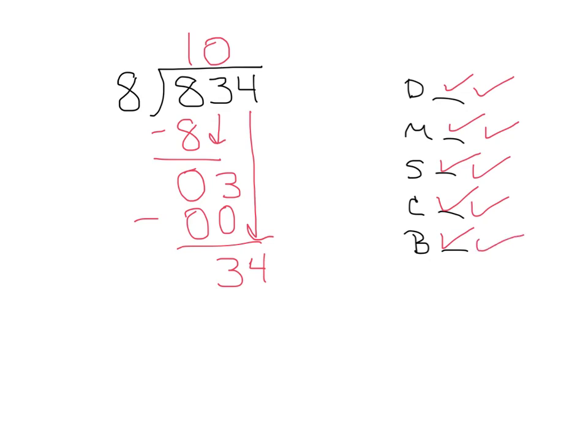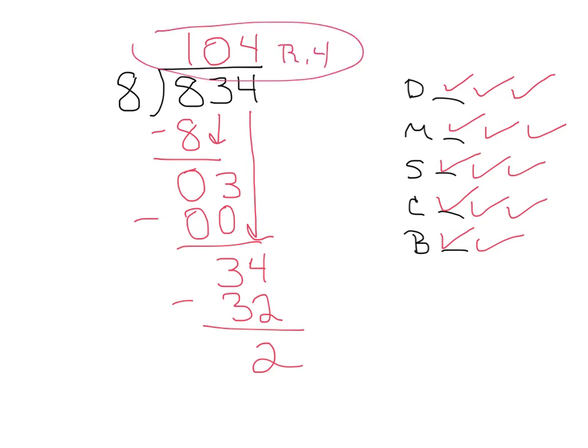And after you bring down, you always divide. So now I divide 8 into 34 4 times. Now I multiply. 8 times 4 is 32. And now I subtract. 34 minus 32 is 2. And I check, is 2 smaller than 8? Yes. And there's nothing left to bring down, so my 2 becomes the remainder. 104, remainder 2.